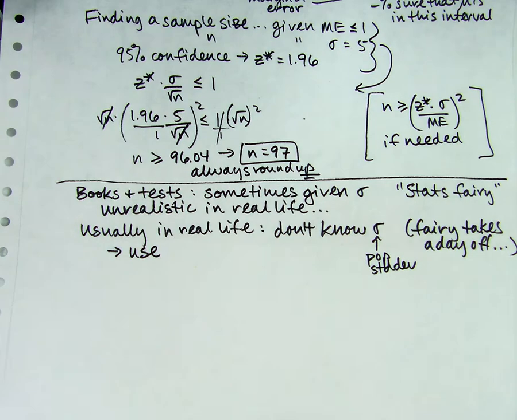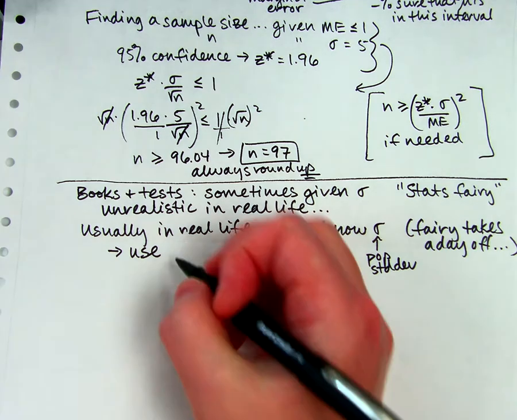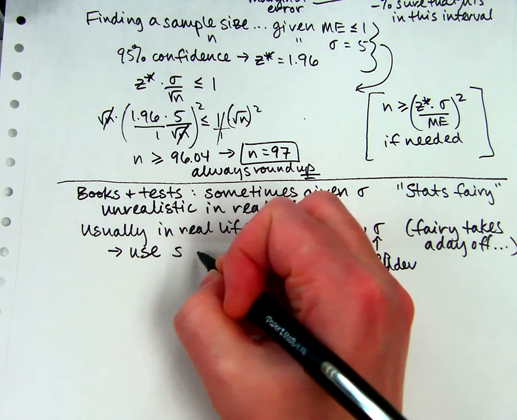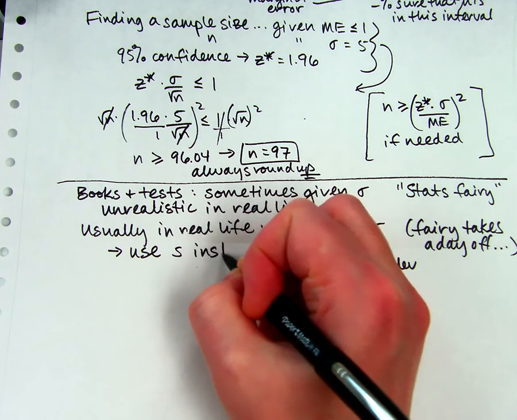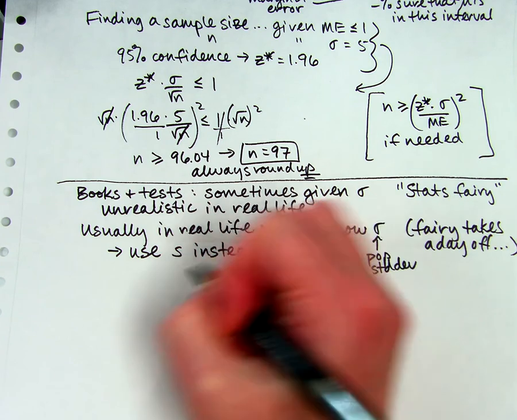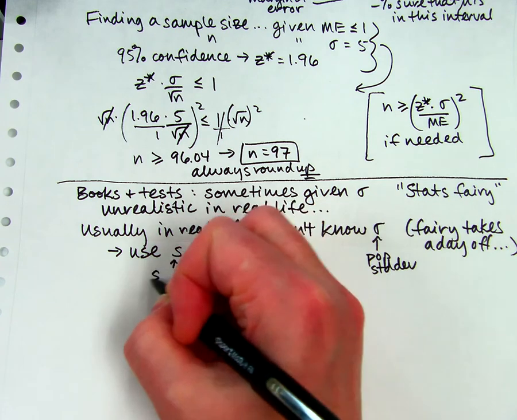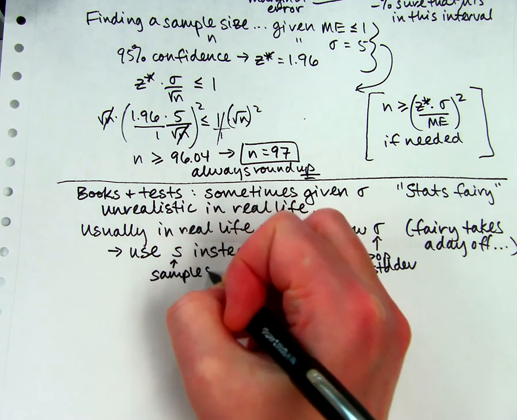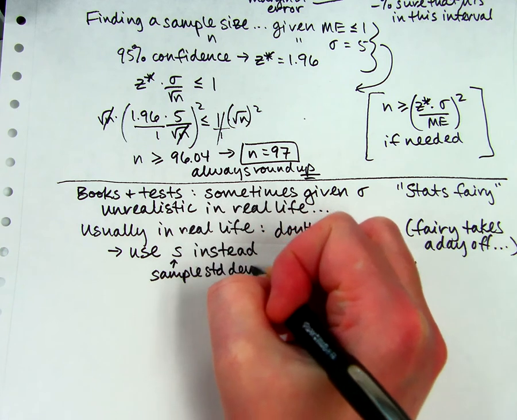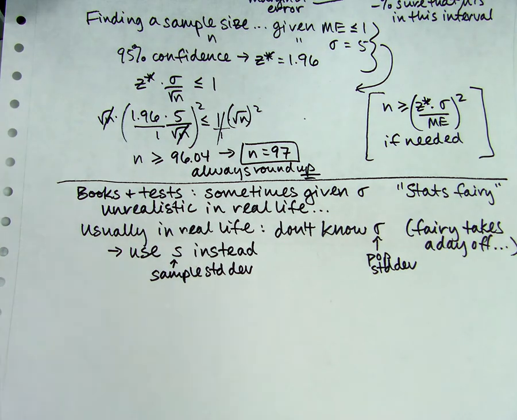And I hope somebody would think of this and say, oh, well, maybe we should use the sample standard deviation, which is called S. We're going to use S to estimate sigma. And that's the sample standard deviation. We have our sample. We could take those numbers in the sample and figure out the standard deviation.